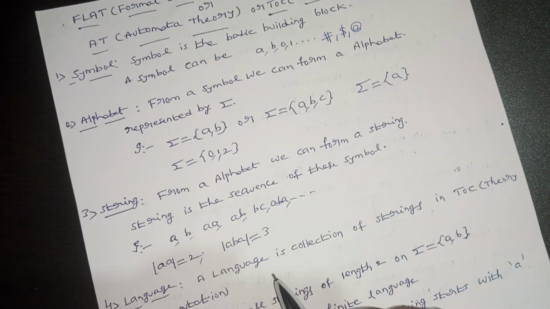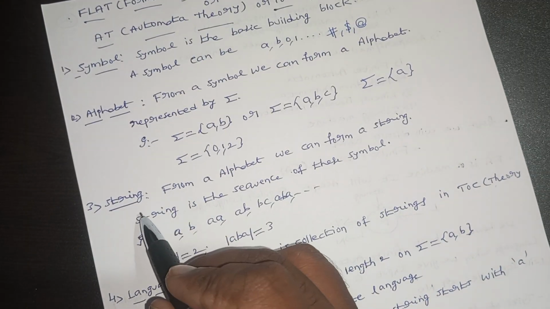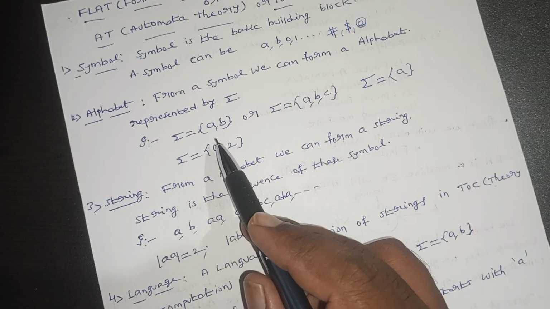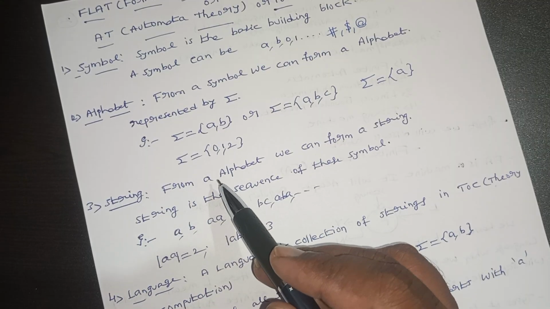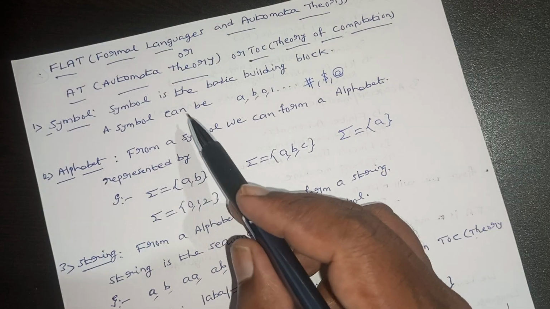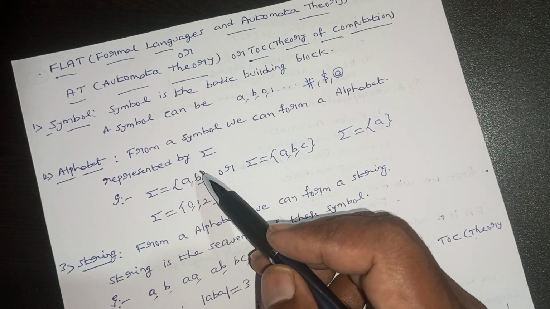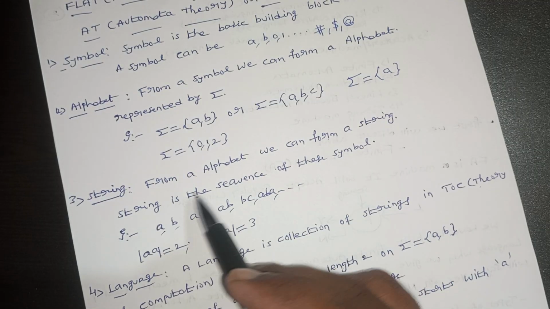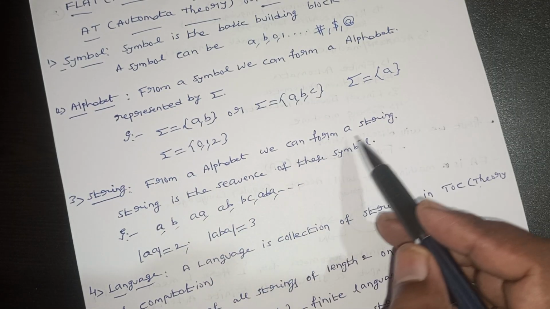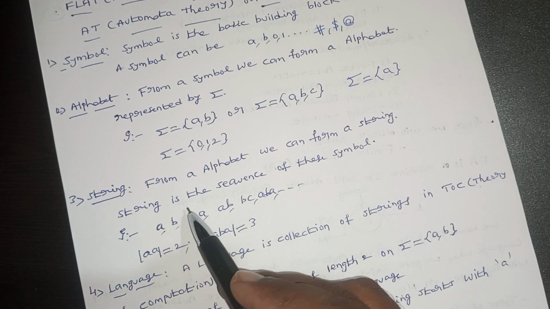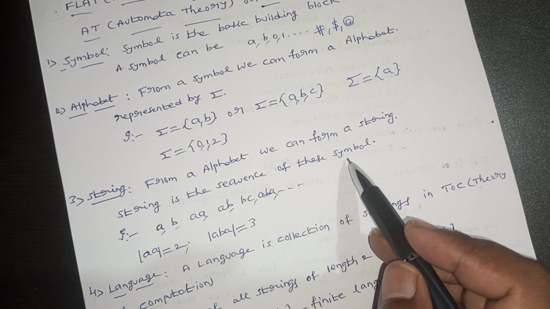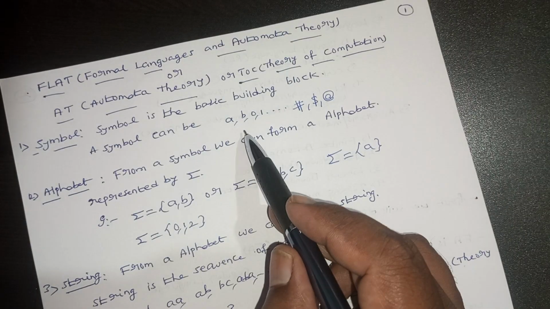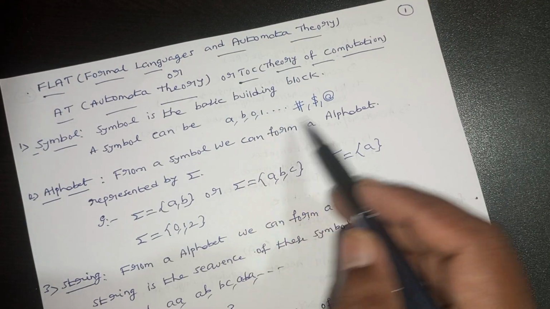Now string. What is a string? Using an alphabet, I am able to form a string. Are you understanding? Using symbols, I am forming an alphabet. Using the alphabet, I am forming a string. So a string is a sequence of symbols, such as a, b, 0, 1, like that.